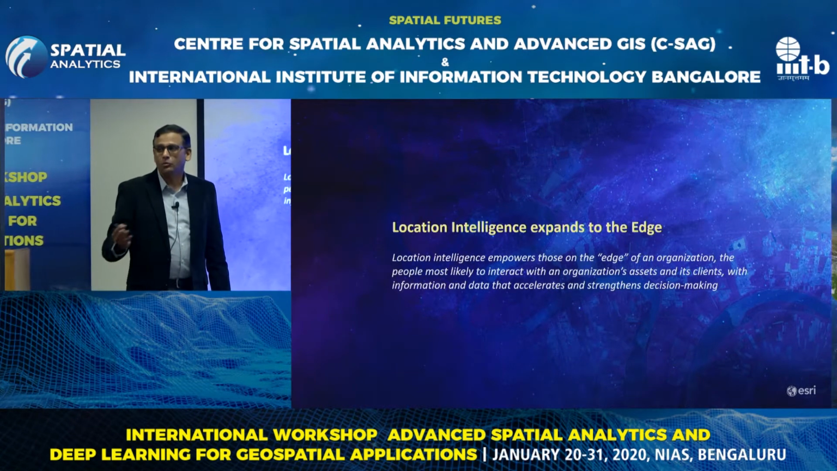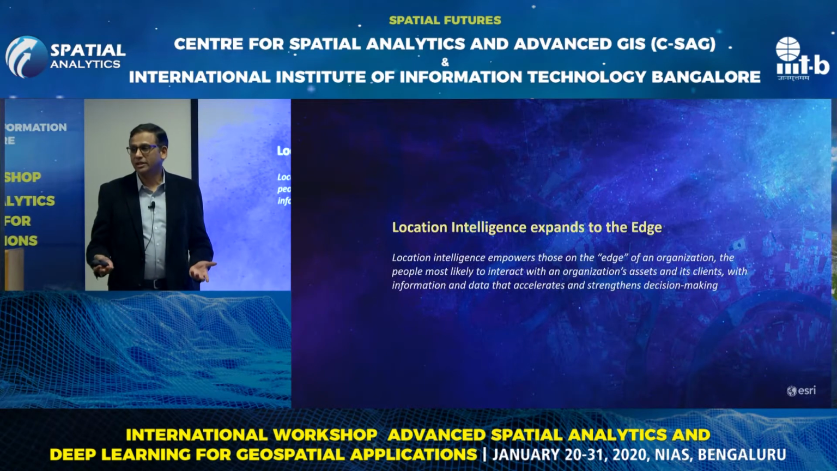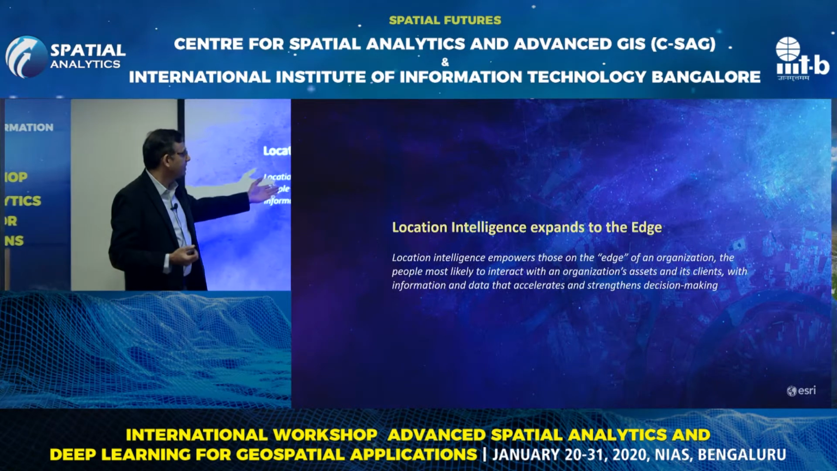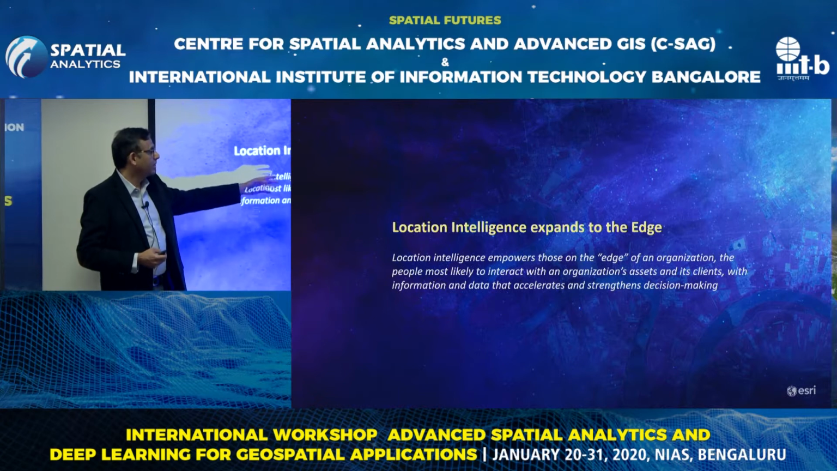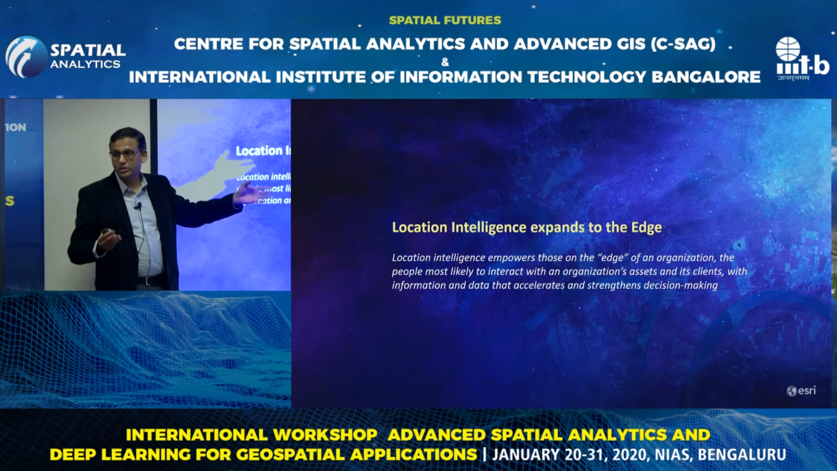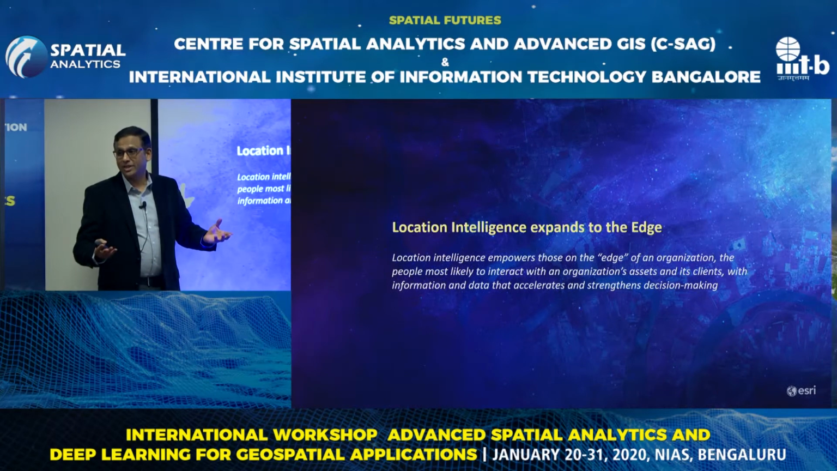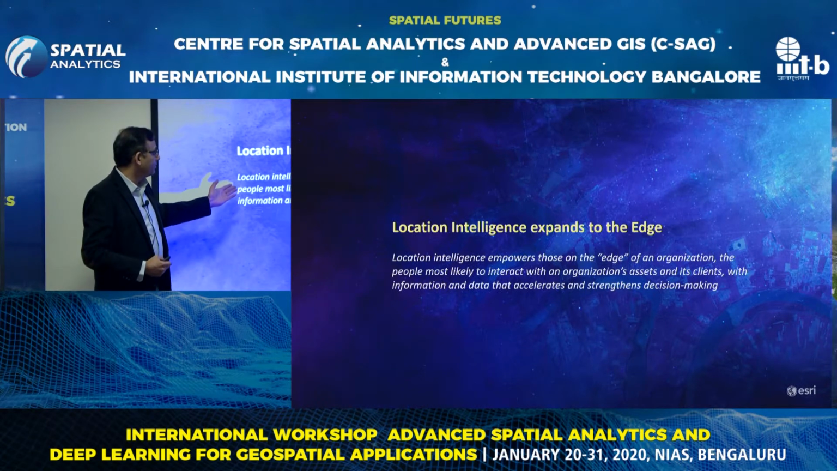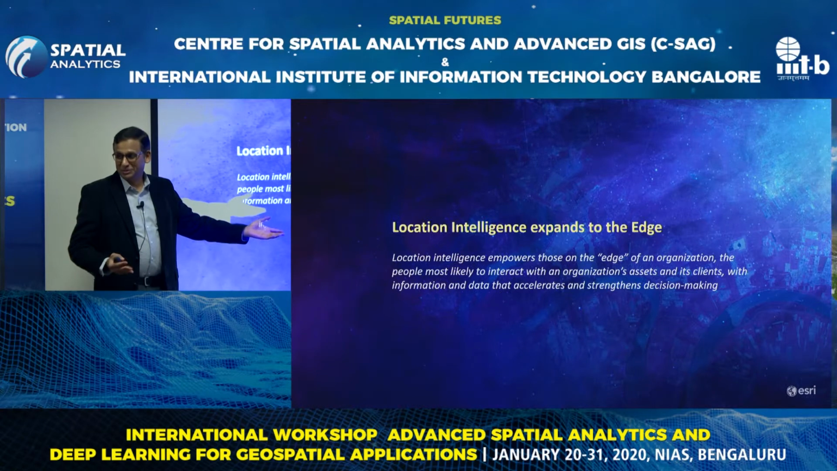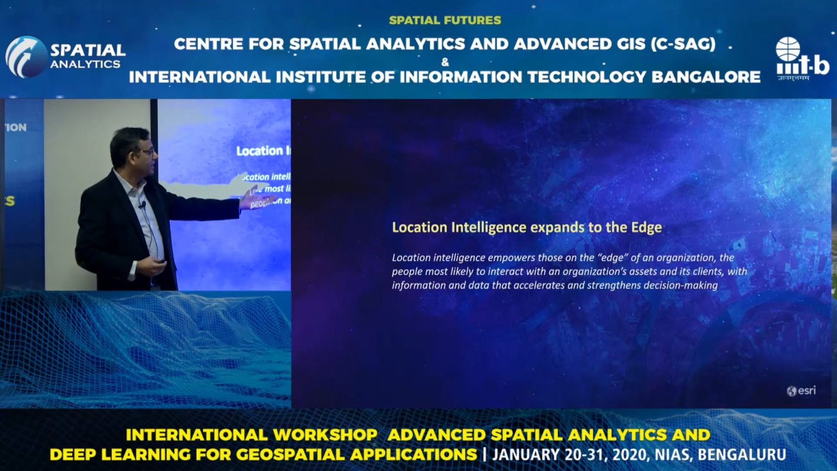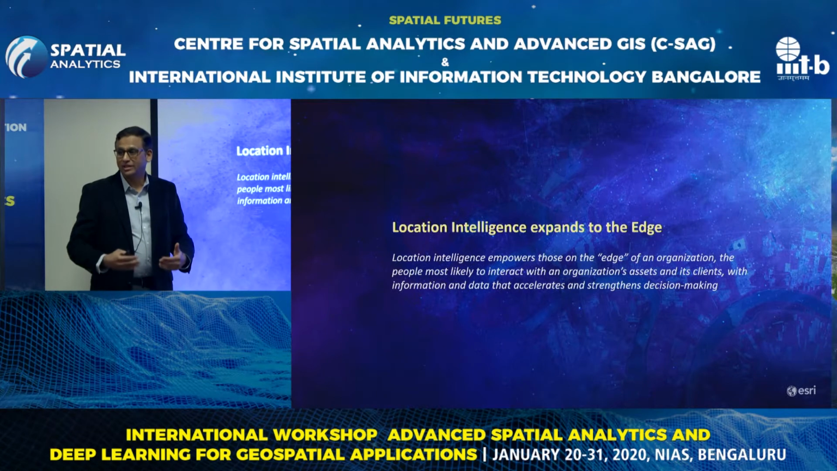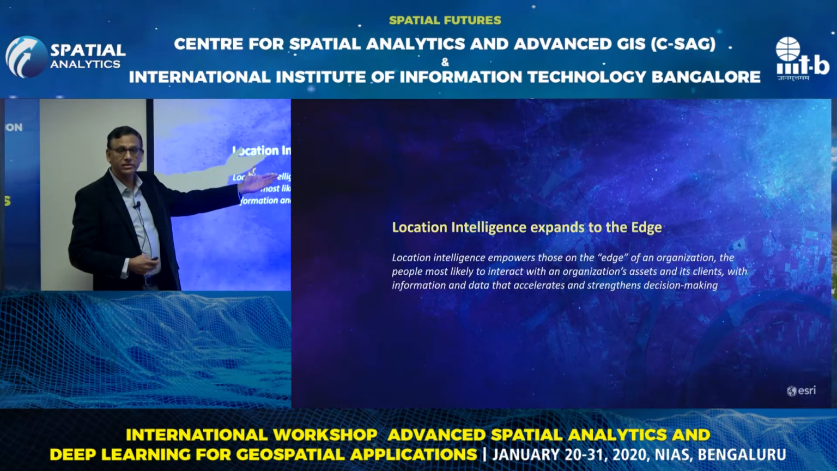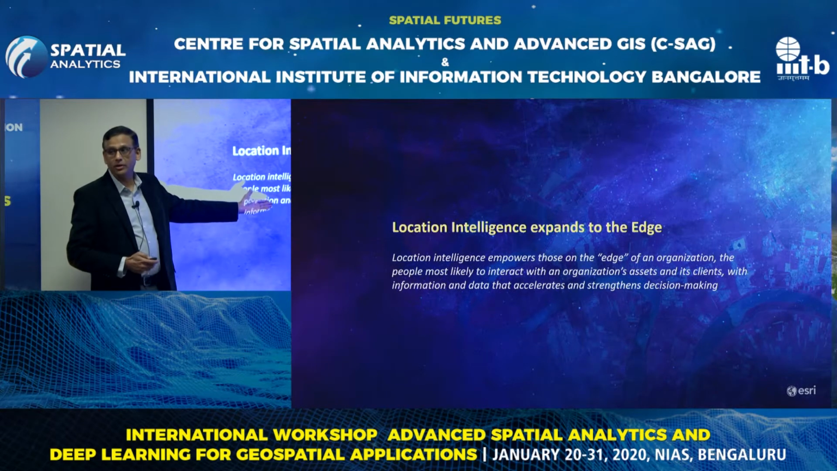And so if you take all the things that we're talking about, we're just talking about location intelligence. How can you bring location to make the right decision? And in that, this is just defining what I just said, which is empowering those on the edge of an organization. When I use the term organization, we have all kinds of organizations, right? You talked about agricultural organizations where the farmer is at the edge, where people are most likely to interact with the assets. The assets are the crops. And its clients, which in this case are the farmers themselves, with information and data that accelerates and strengthens the decision making. So that's really the motive for edge computing coming in.